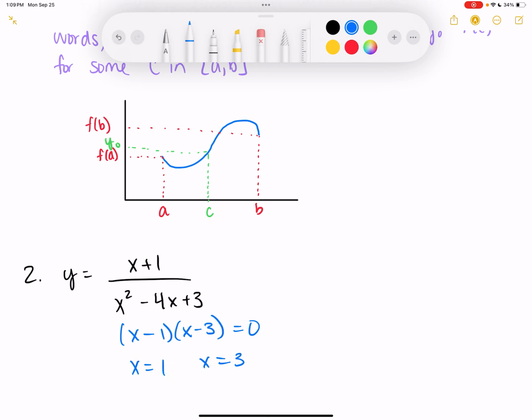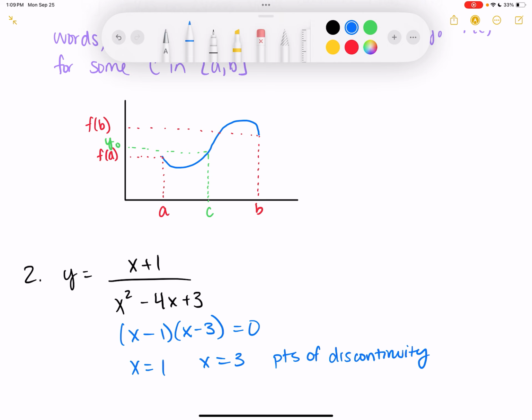So these are going to be points of discontinuity, because they cause a problem. Those are going to be vertical asymptotes basically in the graph. All right, so now that we've said that there are points of discontinuity, any guesses to what kind of discontinuity this is?